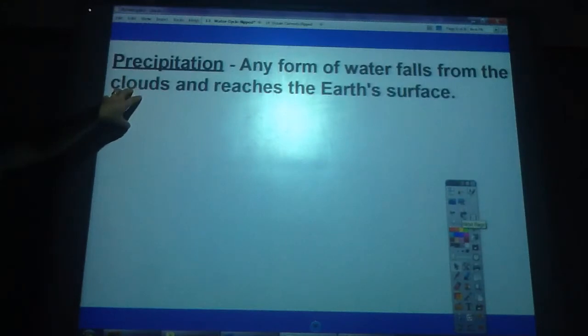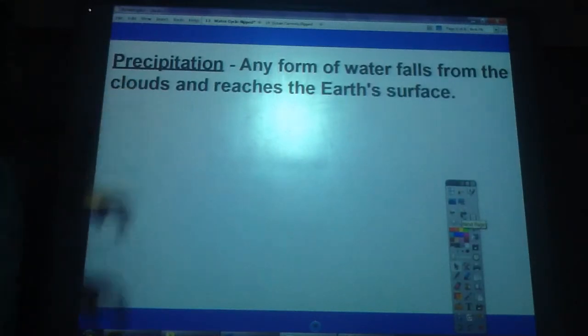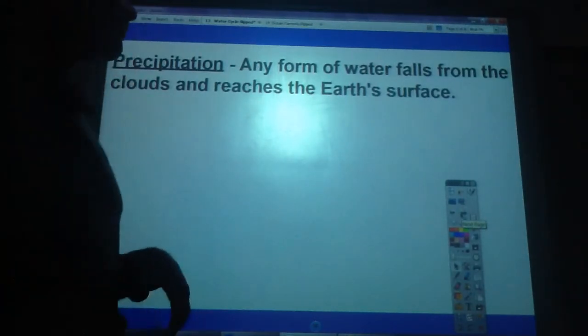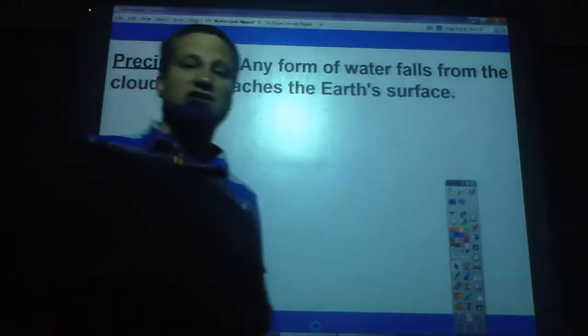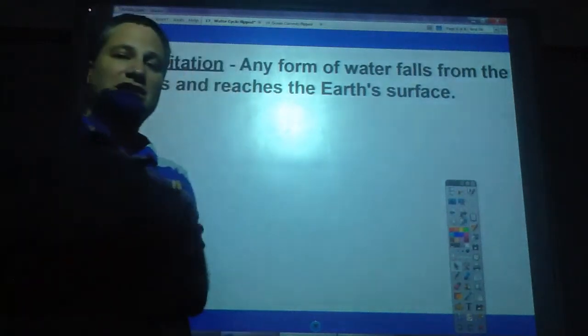Precipitation is any form of water falling from the clouds. So rain, hail, snow, all of that is precipitation. A cloud will precipitate as soon as the temperature drops enough so that it can't hold the moisture anymore.